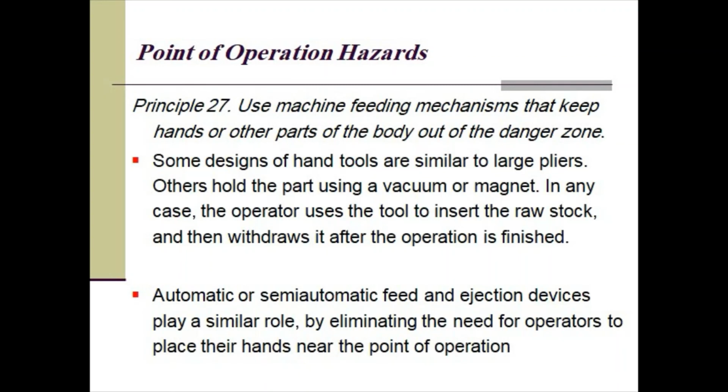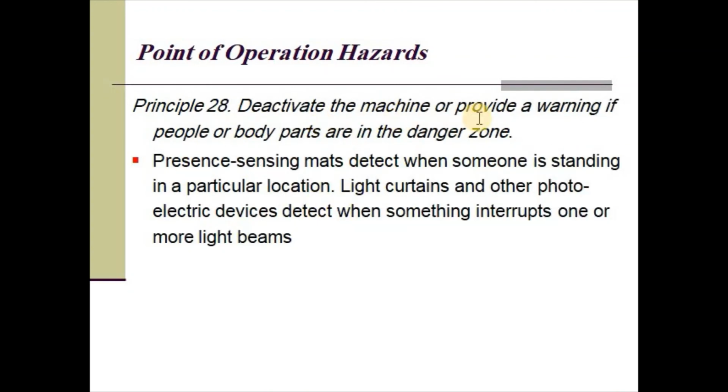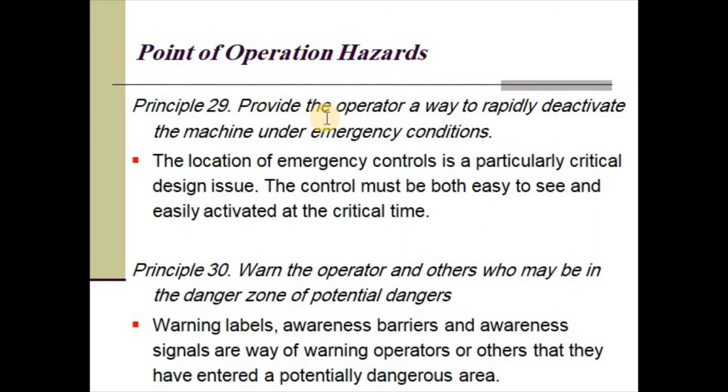The rest of the principles also provide some guidelines to help prevent hazards that might occur at the point of operation, which you just need to have general information about, such as: use machine feeding mechanisms that keep hands or other parts of the body out of the danger zone; deactivate the machine or provide a warning if body parts are in the danger zone; and lastly, provide the operator a way to deactivate the machine under emergency conditions, and warn the operator and others who may be in the danger zone of potential dangers. So that's it.